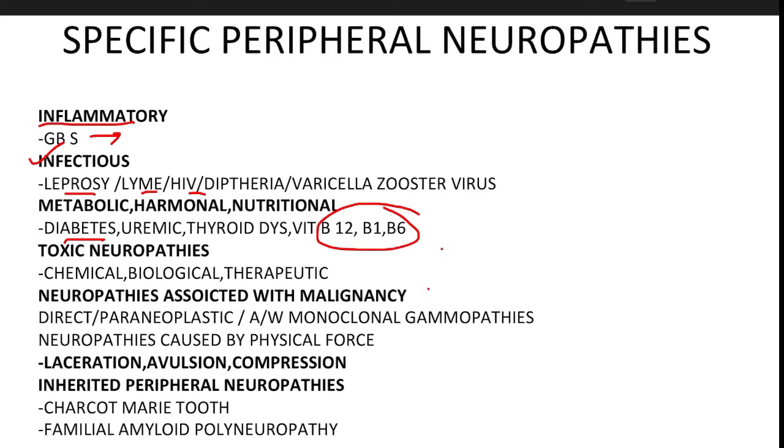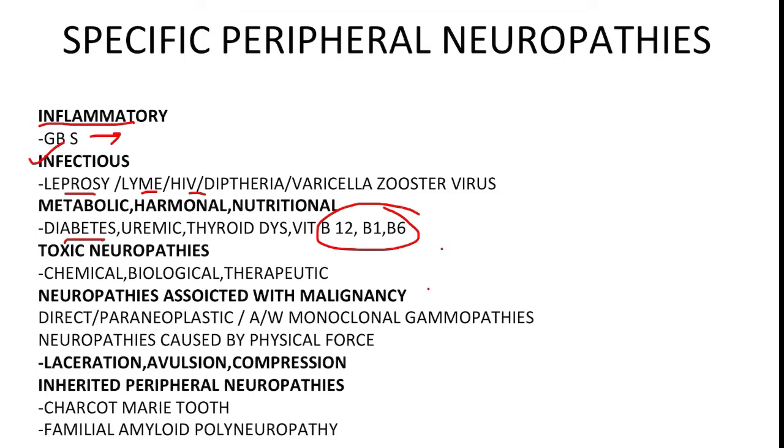There are also some neuropathies associated with malignancy, like monoclonal gammopathies or paraneoplastic syndromes. Injuries like laceration, avulsion, compression, and some inherited ones like Charcot-Marie-Tooth syndrome, CMT, and familial. So these are some specific causes of peripheral neuropathy.